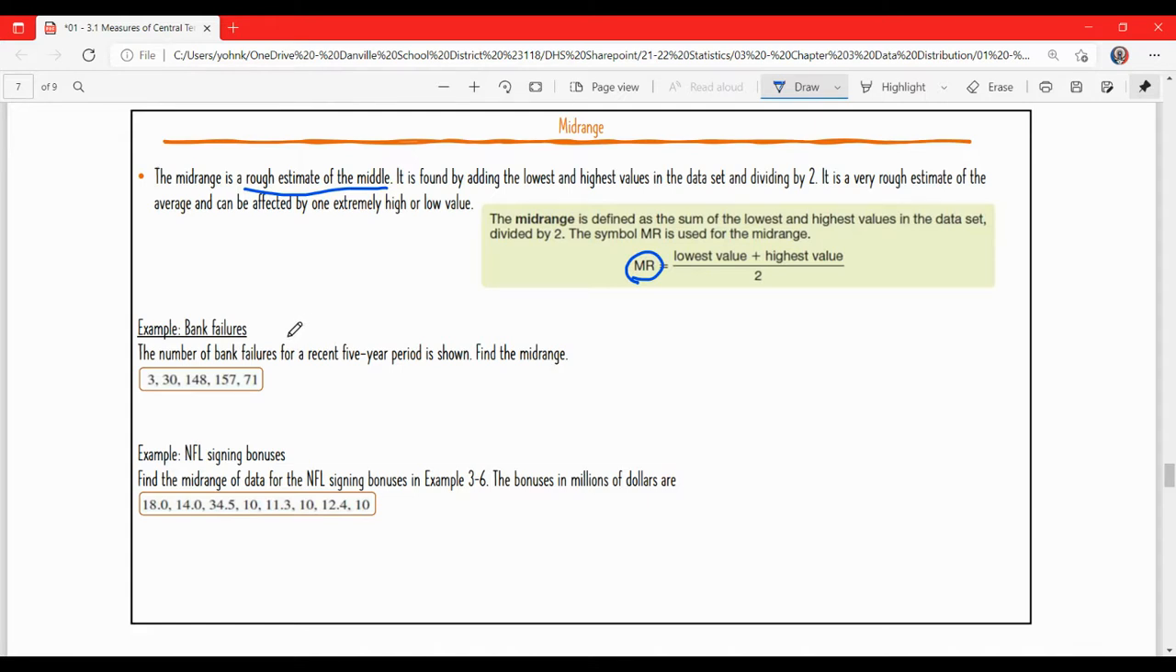So if we look at an example, the number of bank failures during a recent 5-year period is shown. Find the mid-range. So the mid-range is found by taking the lowest value, 3, and adding the highest value, 157. 3 plus 157. And then we divide by 2. So when I add these, I get 160 divided by 2. So I get 80, and these are bank failures.